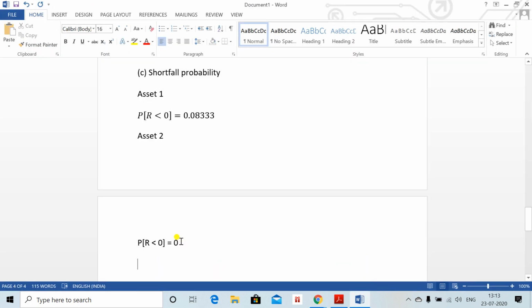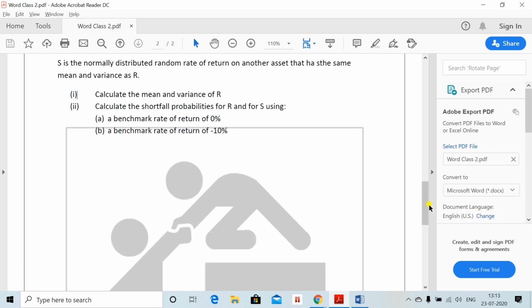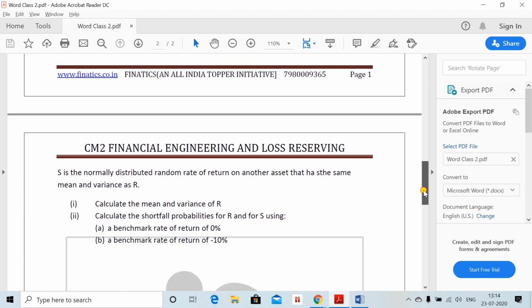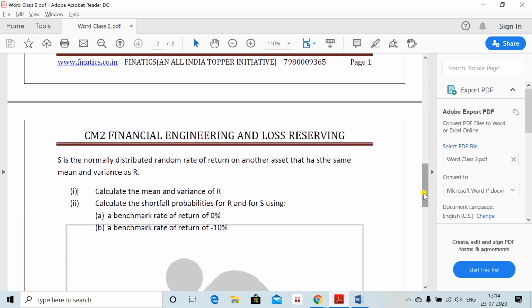Done. Okay, now next sum. An investor holds an asset that produces a random rate of return R over the course of a year. The distribution of this rate of return is a mixture of normal distributions, that is, R has a normal distribution with mean of 0% and a standard deviation of 10% with a probability of 0.8, and the other one is a normal distribution with mean 30% and standard deviation 10% with a probability of 0.2. S is a normally distributed random rate of return on another asset that has the same mean and variance as R. So you need to calculate the mean and variance of R.